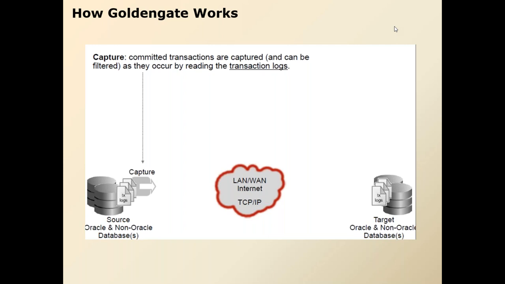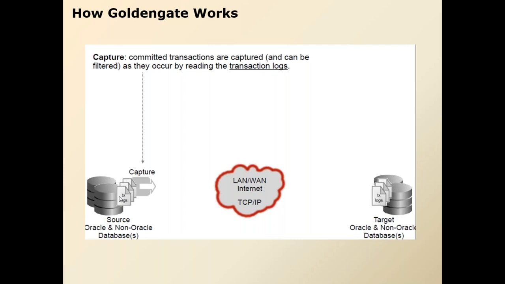You have a source database and a target database. Your source database can be Oracle or any supported non-Oracle database. Same way, your target database can be Oracle or any supported non-Oracle database. Each database has its own transaction logs. In case of Oracle, these transaction logs are called redo logs, or backups of redo logs, which are called archive logs. Now, whatever changes you make to the database, those changes will be recorded into the transaction logs of the database.